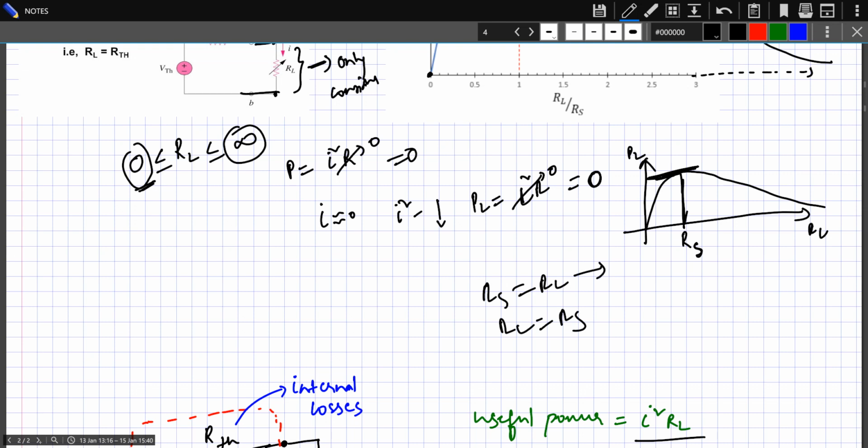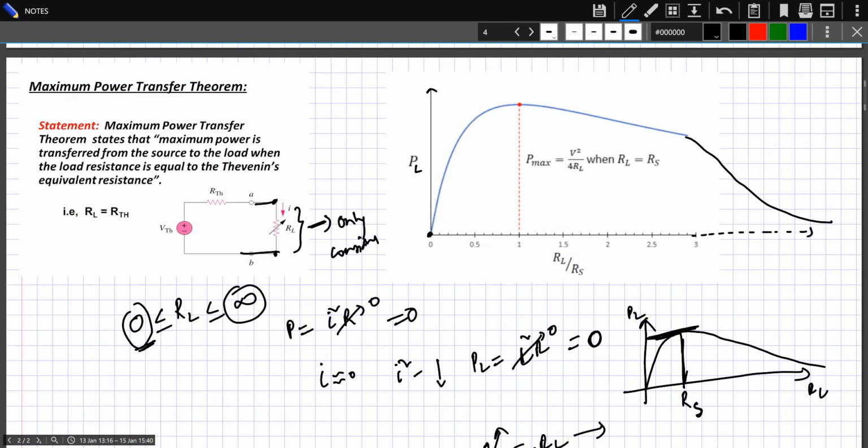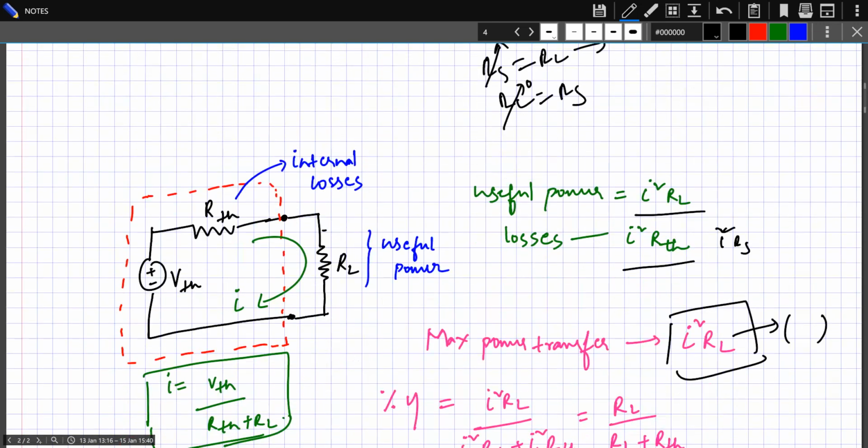Here in this case, we are considering RS to be variable, but actually the RL is variable. It's an important thing to consider while studying this theorem that we are considering only the load resistance to be variable, and we are keeping the source resistance and the source voltage constant, because it's just a modeling of whatever the source is available to us.